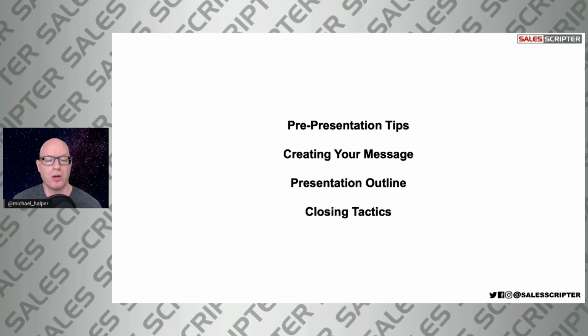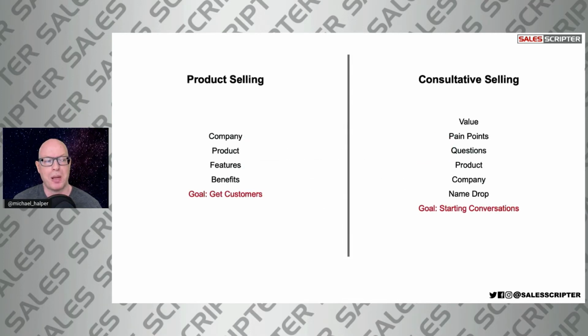All right, let's move on to what you're going to say in your presentation. And so this comes down to creating your message and organizing your thoughts. And it goes back to this. If you're a product selling salesperson, you're typically going to show up with your presentation and talk about yourself. This is my company. This is what we sell. Do you need what I sell?